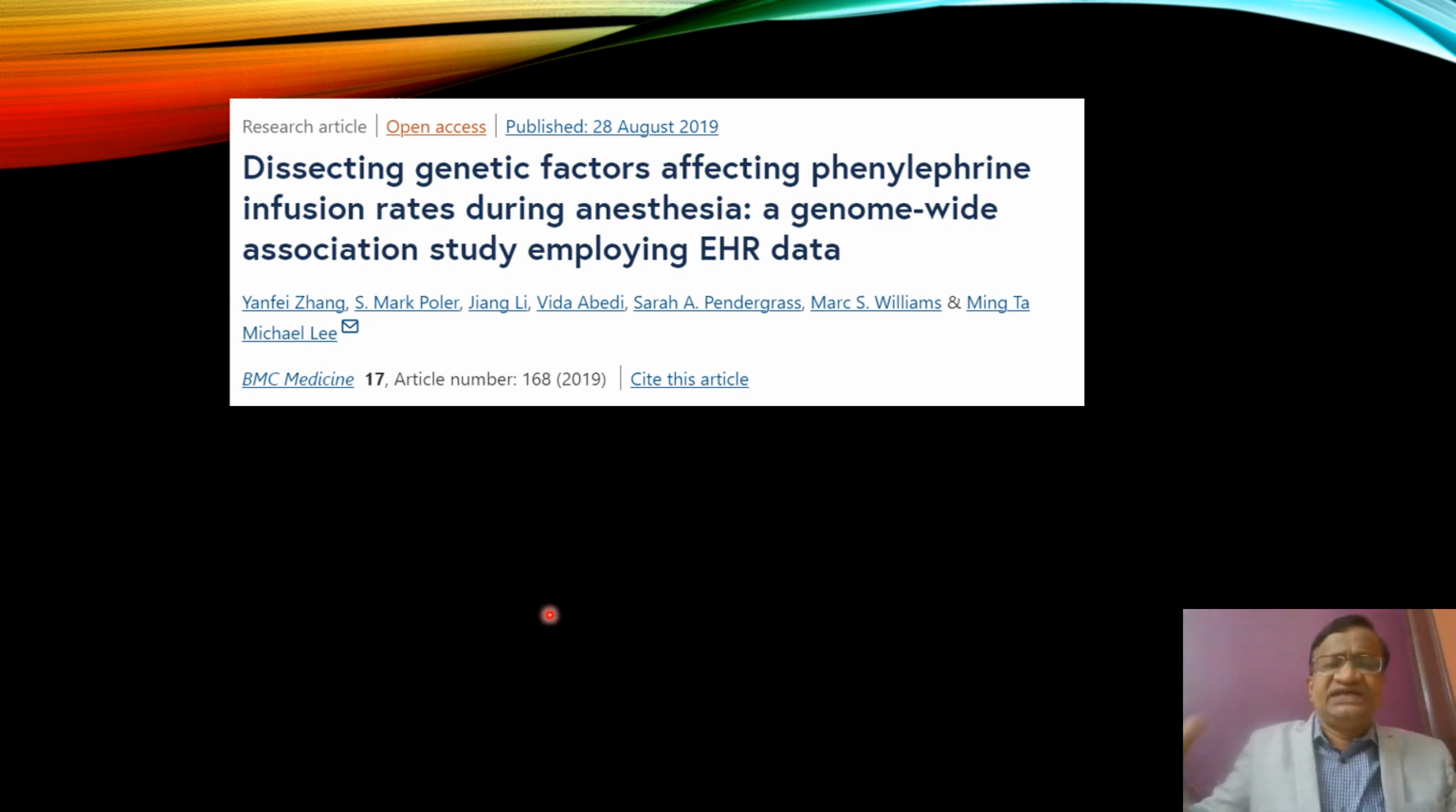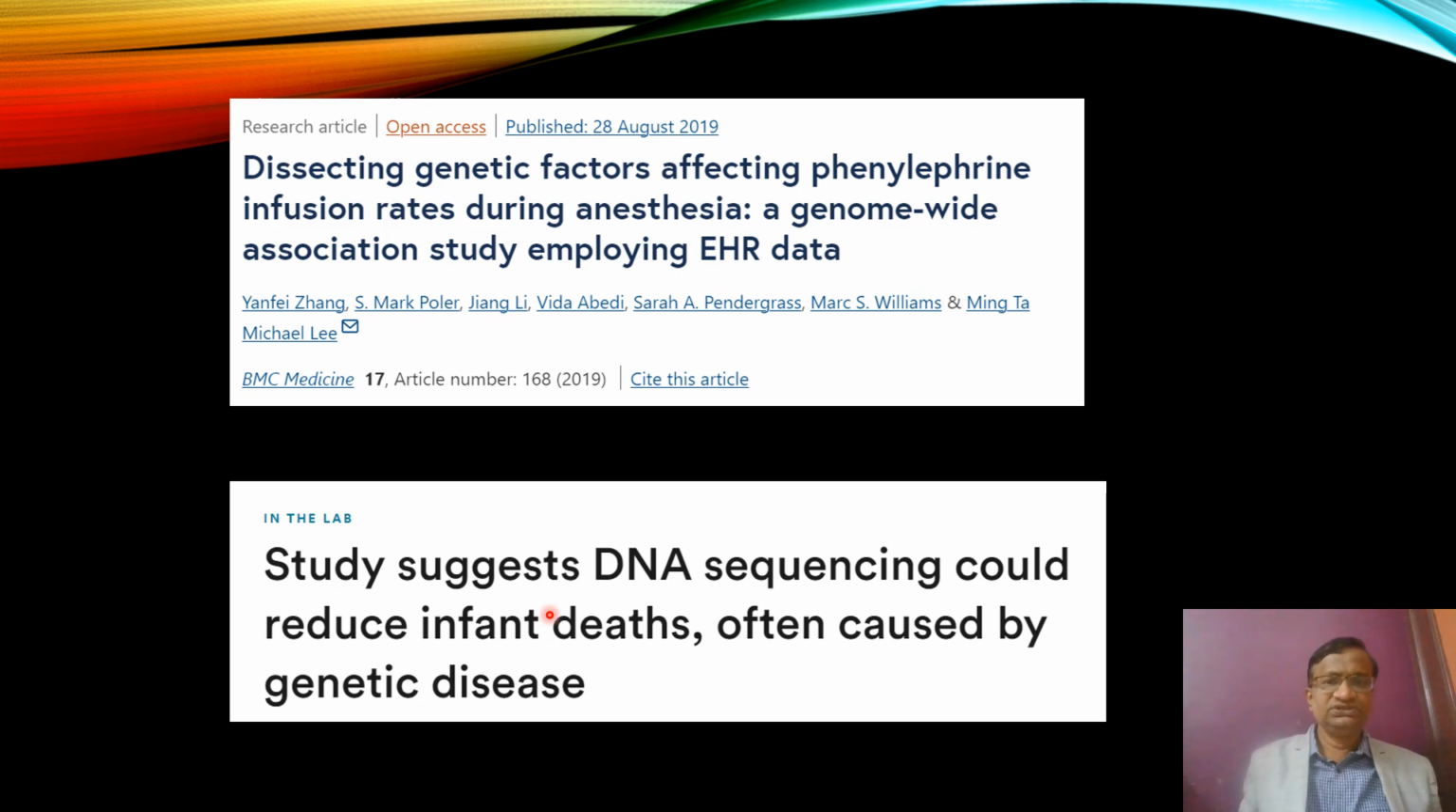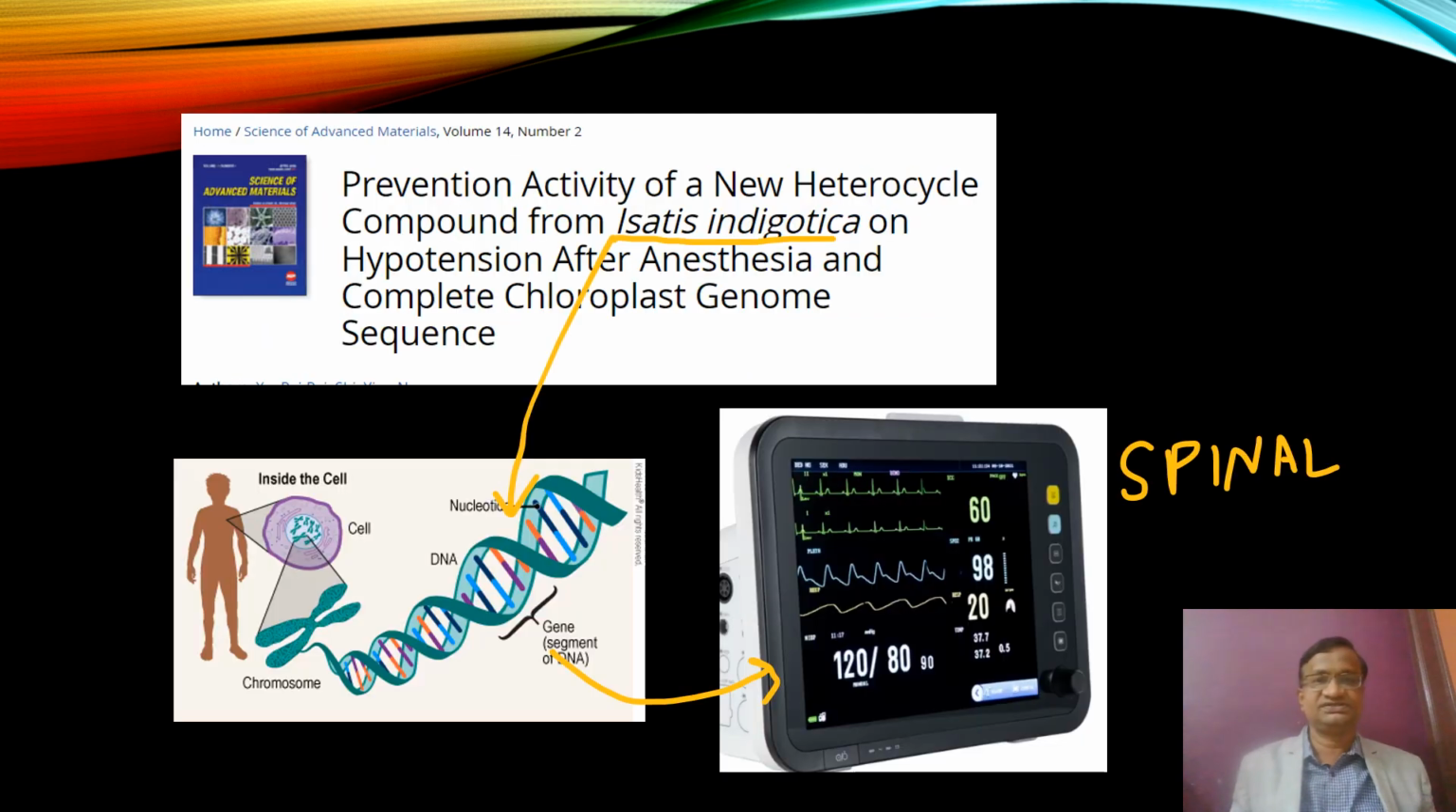If you want to dissect the genetic factors affecting phenylephrine infusion rates during anesthesia, if you see genetic factors, the phenylephrine infusion will change. If the gene is changed, and if we can do DNA sequencing for genetic diseases, we can find them out and reduce infant deaths. Now I have one more. If you have given spinal and the BP is stable like this, it's rare, no?